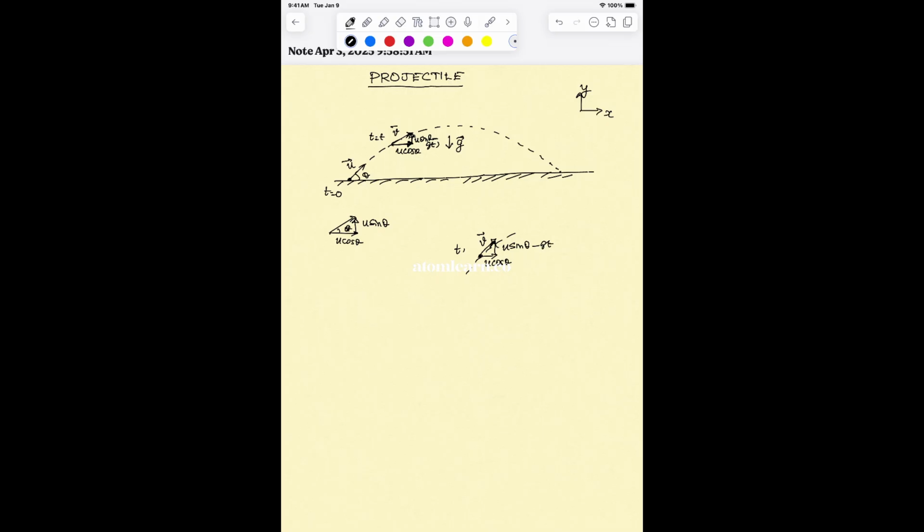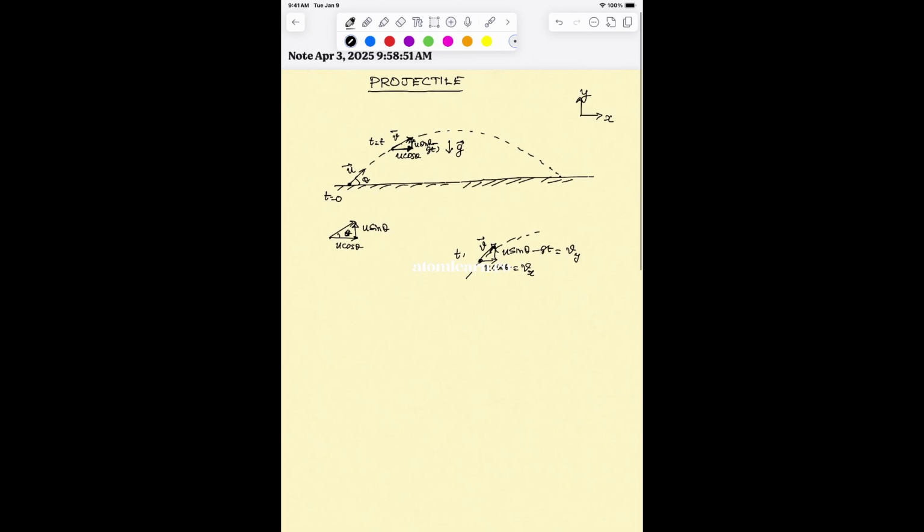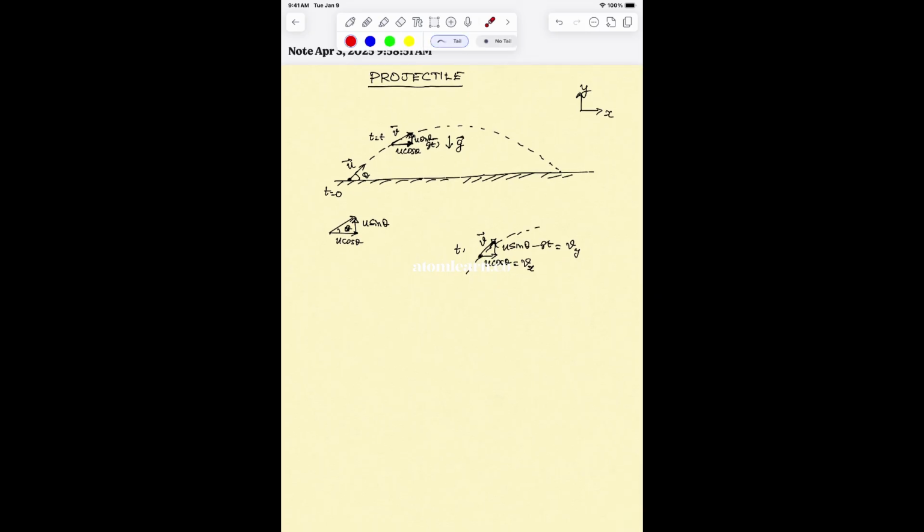As time increases, you can see that the gt value goes on increasing. That means a higher value is subtracted, therefore the velocity. Let us call this the velocity y direction component, and this the velocity x direction component. The velocity y direction component is going on reducing as time is increasing, because the gt value goes on increasing until it reaches the highest point of the curve.